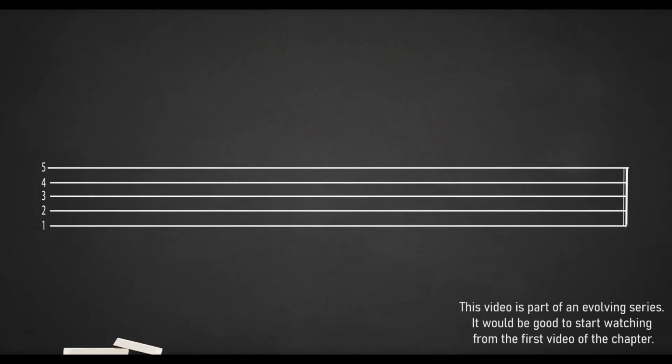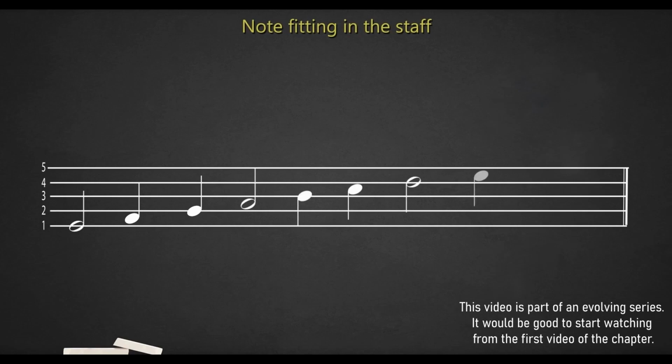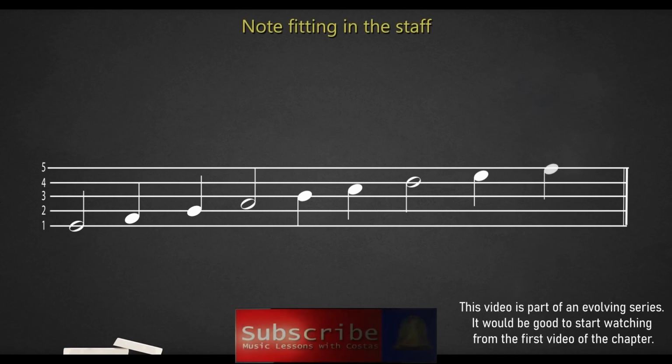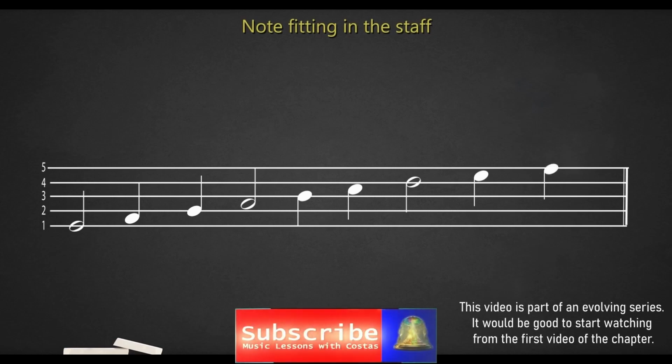A final remark concerning the writing of these notes is that the notes that have a line, half note and on, up to the third line of the staff, the line is up, and from the third line of the staff, the line of the note is written down. So all the notes are written inside the staff.